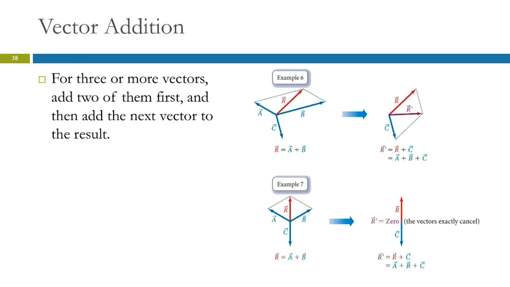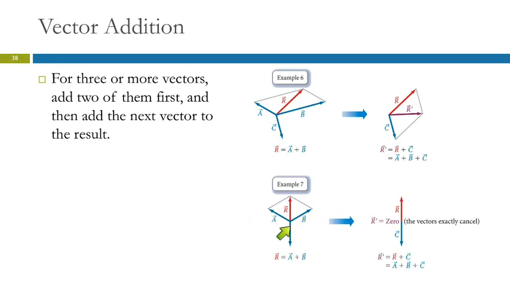If you have 3 or more vectors, what you do is you start with 2, you find the sum of the 2, and then you add the third one in. So a couple of examples here. We have A, B, and C. So we can add A and B together, and we get R. Then we can add R to C, and we get R prime. So it's not at all obvious, looking at those 3 blue vectors there, that their sum is straight to the right, but it is.